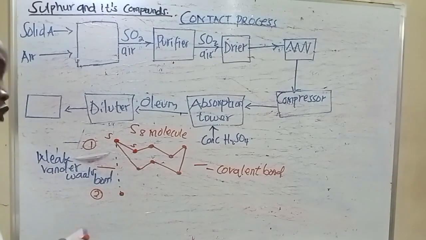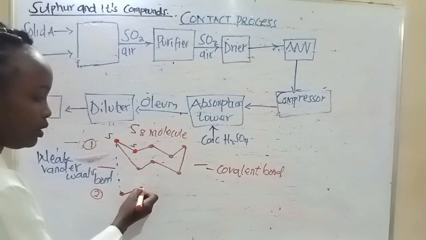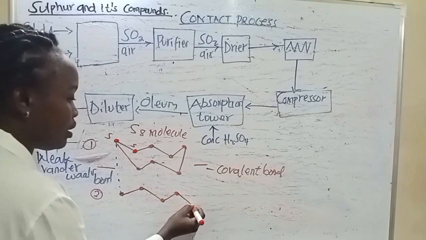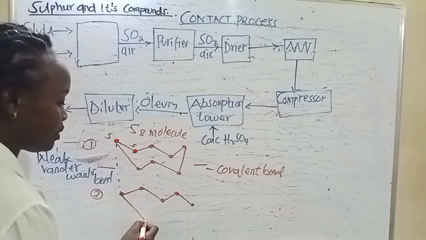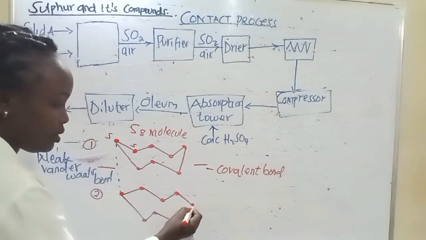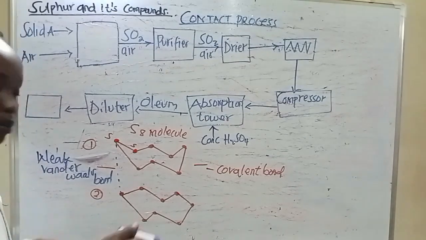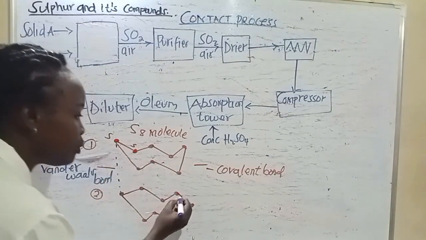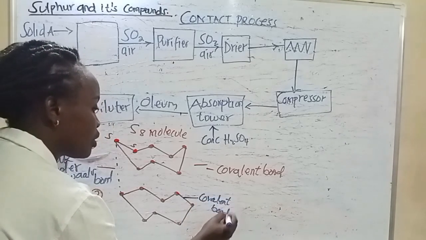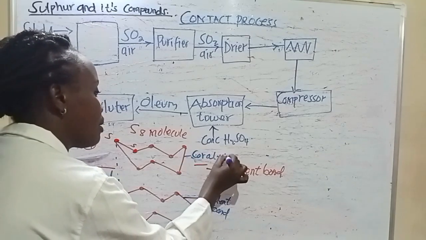So we are going to form another one. We are going to count them. This is 1, 2, 3. We count together. 4, 5, 6, 7, 8. Covalent bond like that. Now between one atom and another atom, we have said this is what? This is a covalent bond. This is also a covalent bond. It is also a covalent bond.